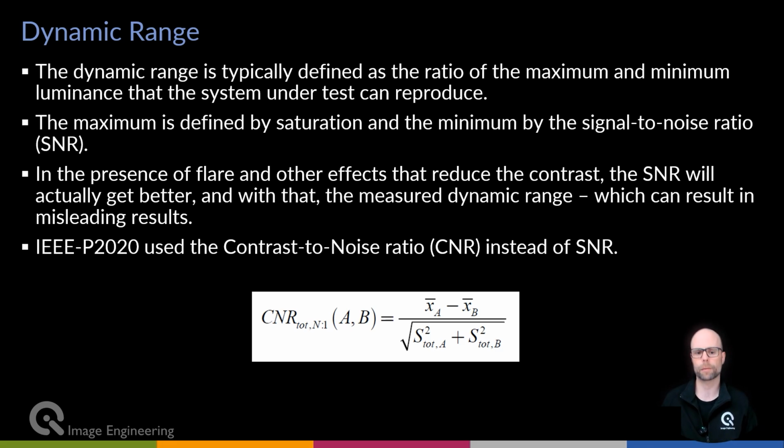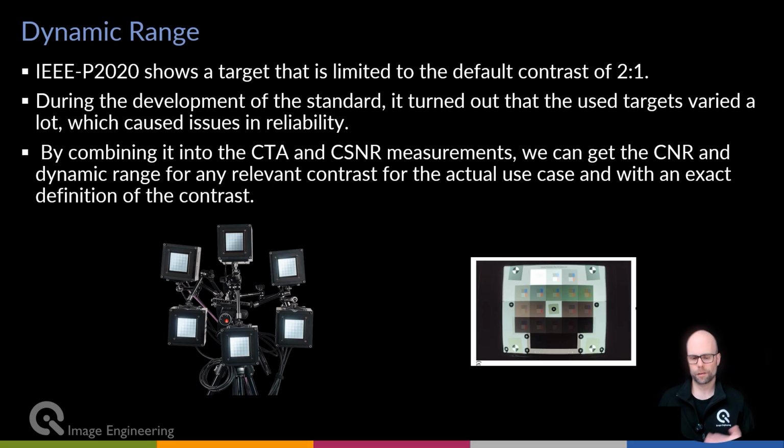cameras. Therefore, IEEE-P2020 addressed that, and there's the definition of CNR, the contrast to noise ratio. So the idea is that we do not use the mean value divided by standard deviation, as for SNR. We take the contrast between two patches. And now you see, two patches. That's something that sounds familiar as we had with CTA measurement. And yes, that is something that you can do as well.